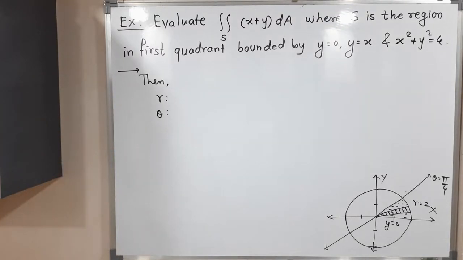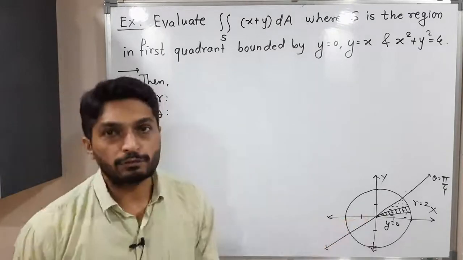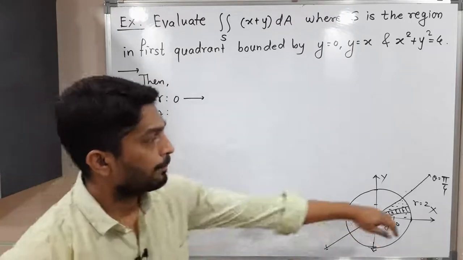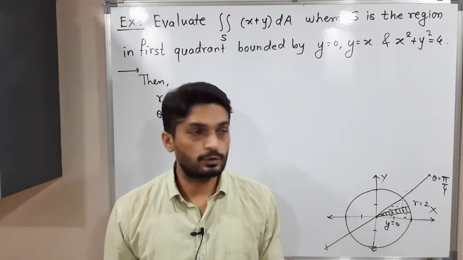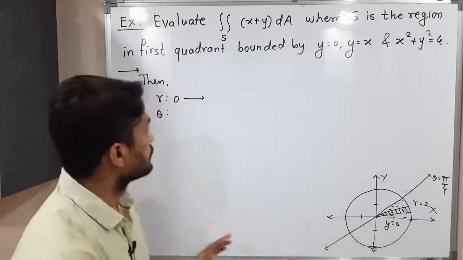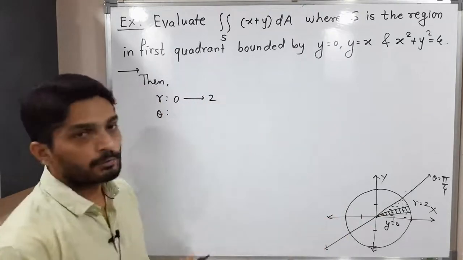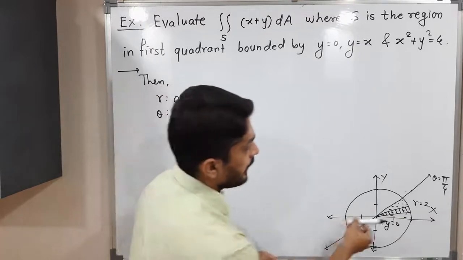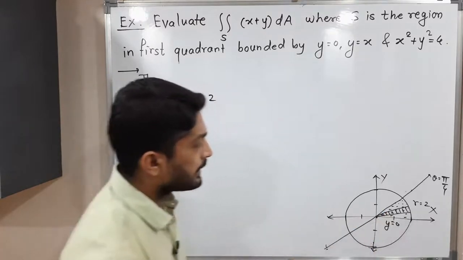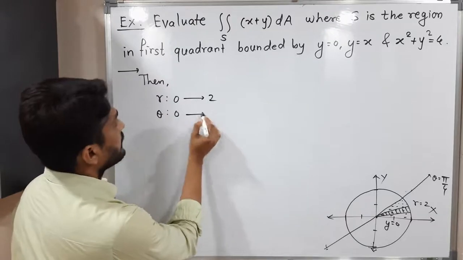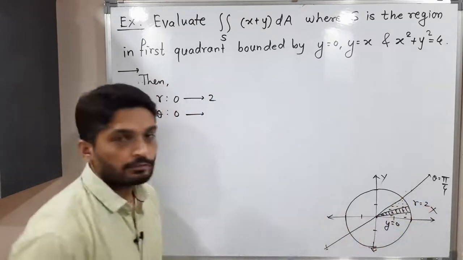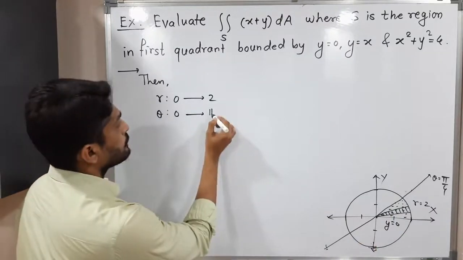So now let us find the limits of r and theta. The strip is bounded below by the origin, where the value of r is 0, and bounded above by a part of a circle whose equation is r is equal to 2. So that's why r should vary from 0 to 2. After that, the strip starts at the x-axis, where the angle is 0, and it has to rotate up to this line, where the value of theta is pi by 4. So theta varies from 0 to pi by 4.